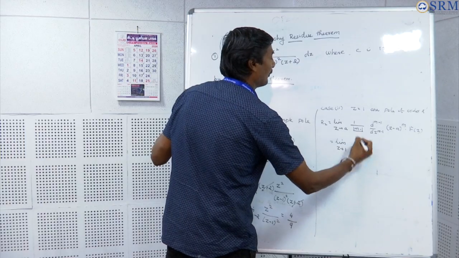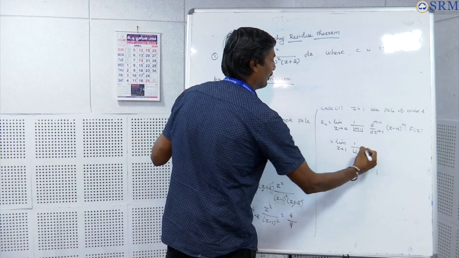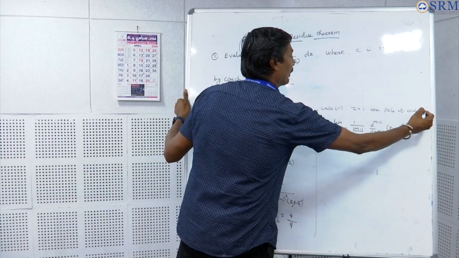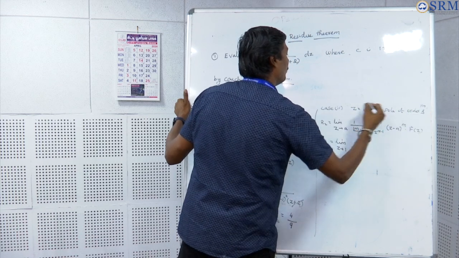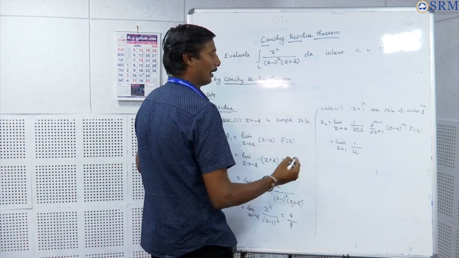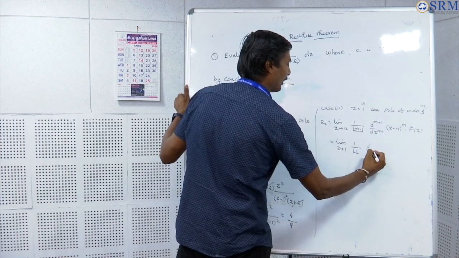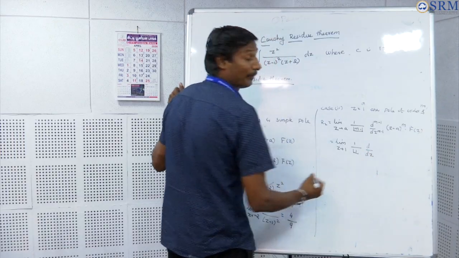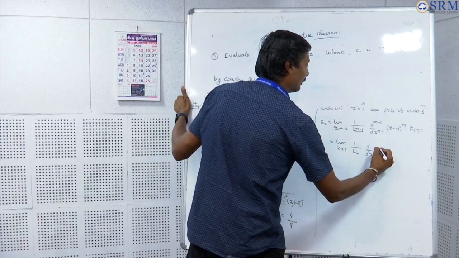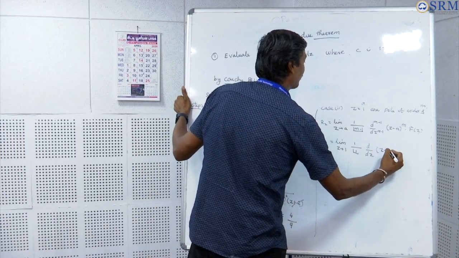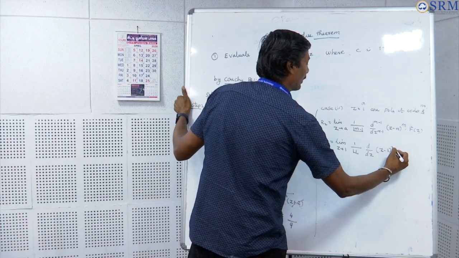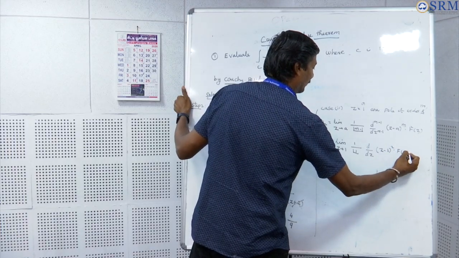So 1 divided by 2 minus 1 factorial, that is factorial of 1. What is the pole of order? m is 2, and a is equal to 1. So we get d by dz of z minus 1 whole square into f of z.